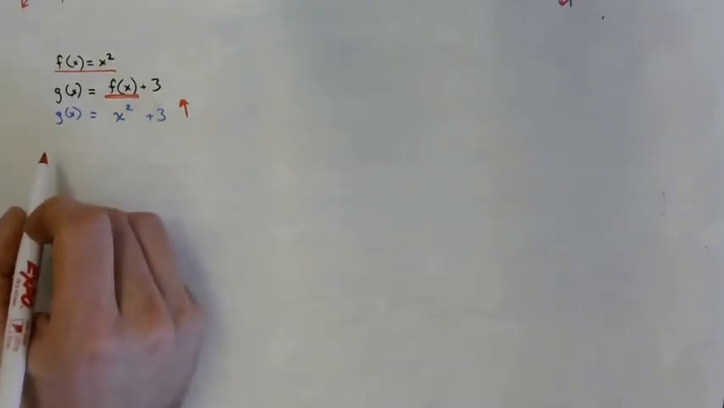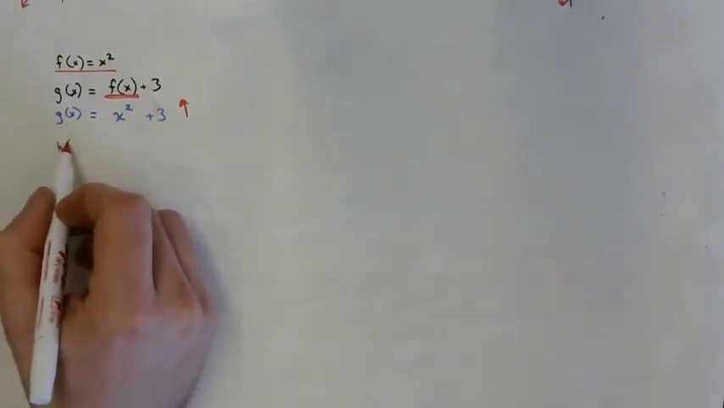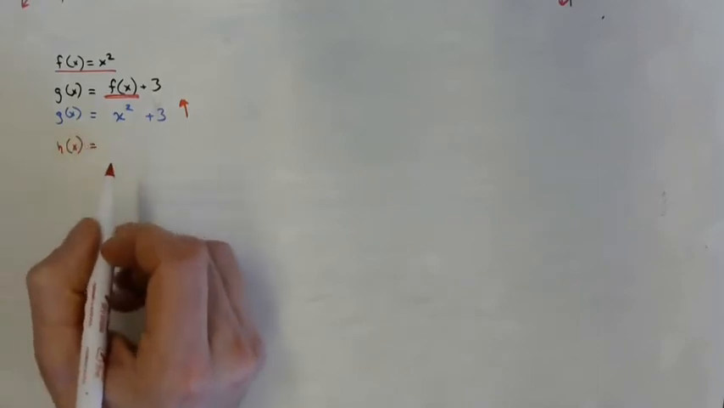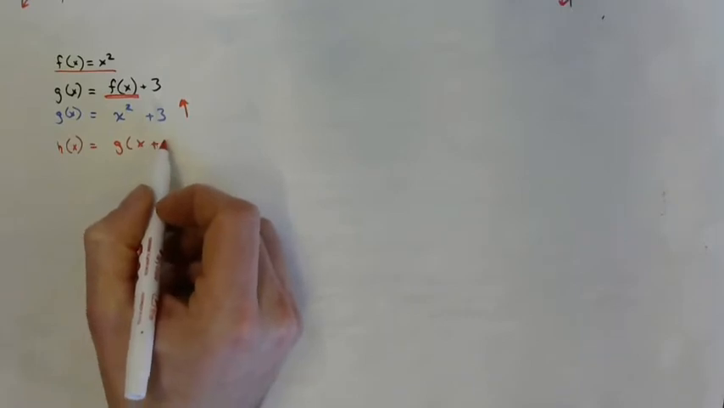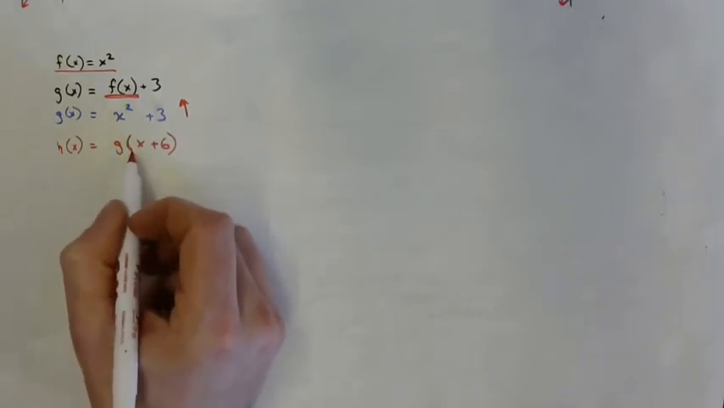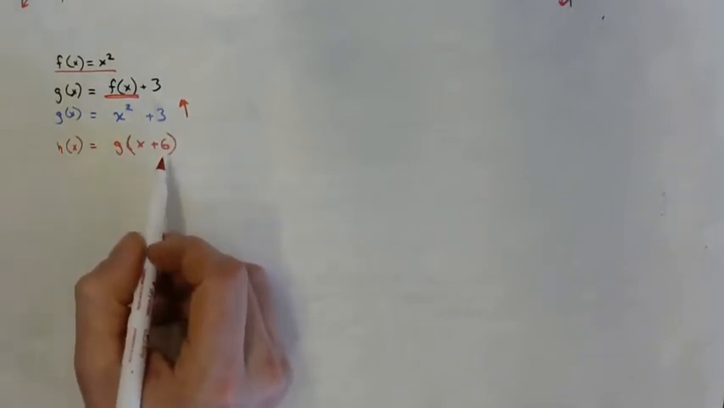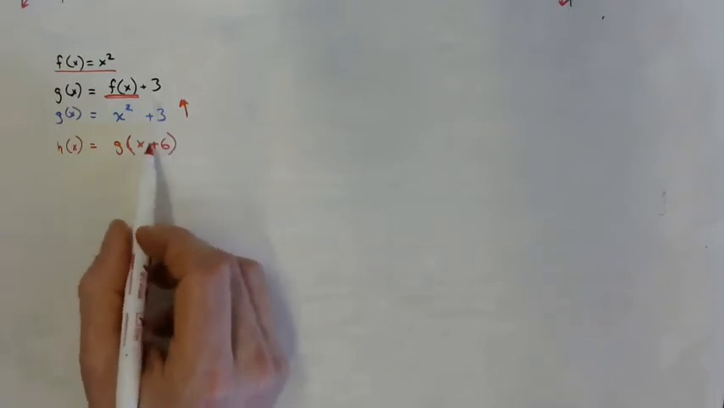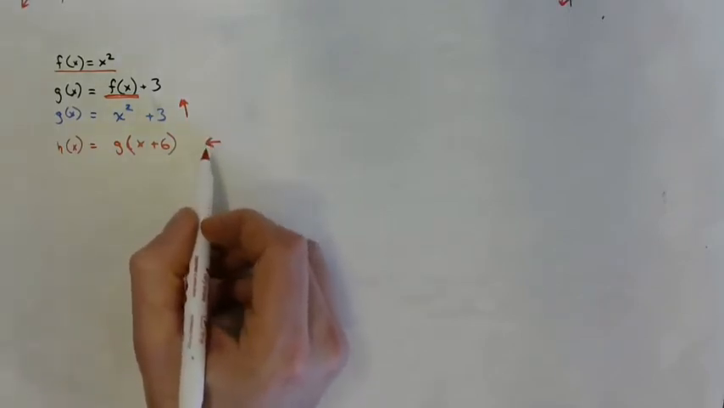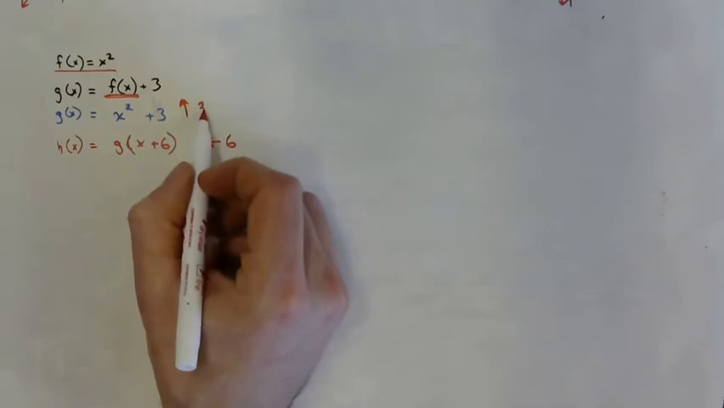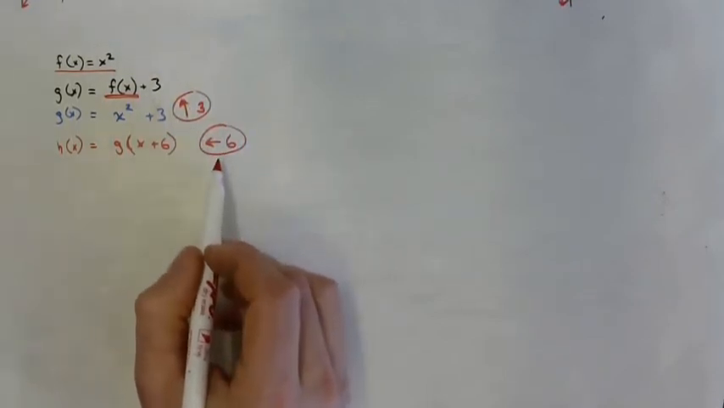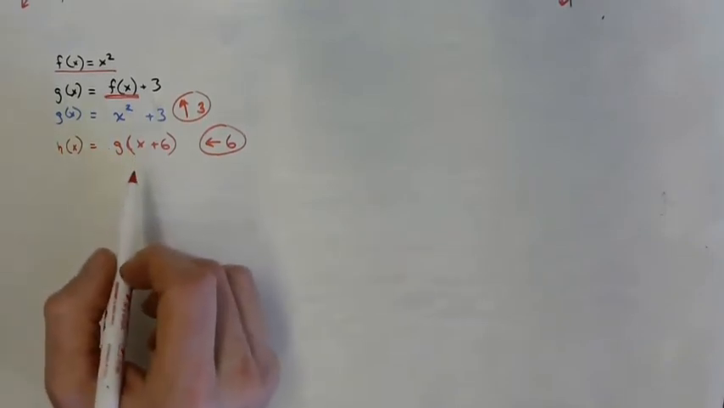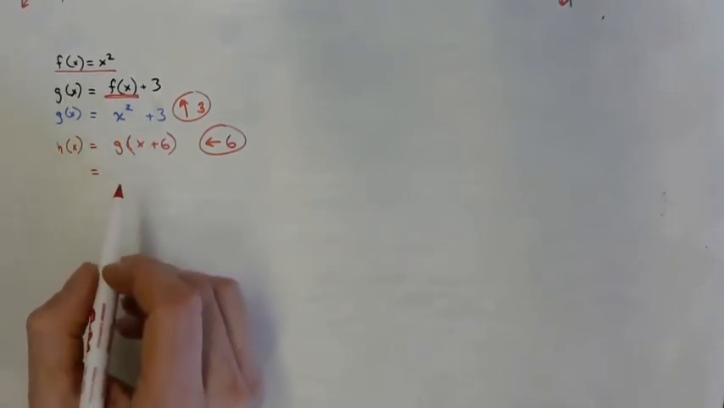And now look at h of x. H of x says take g of x, but when you sub in x, you're going to actually sub in x plus 6. Now, what transformation is this? To the left 6. So this one went up 3, and then to the left 6. Okay? Let's find out what we end up with.